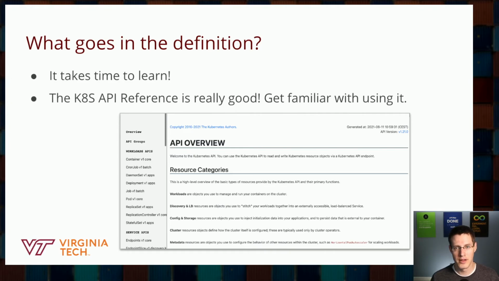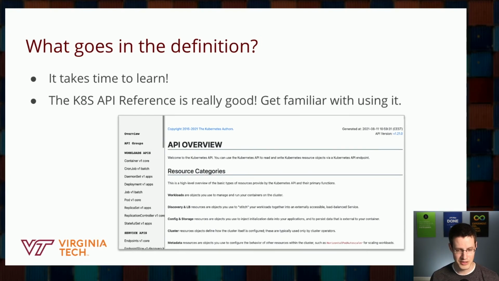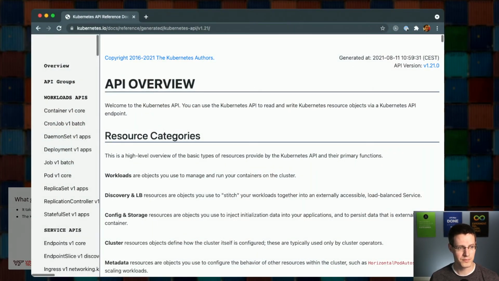Now, when it comes to what goes in it, it does take time to learn, and it will take time to memorize if you ever get to the point of memorizing it. But the Kubernetes API reference is really good, and I recommend you getting familiar with using it, especially if you decide to pursue the certification, because you can actually reference the API reference docs during the exam. And just as a quick, we'll just go to it really quickly. So on the left has several of the common object types that we'll be using.